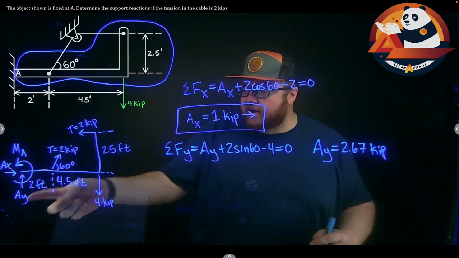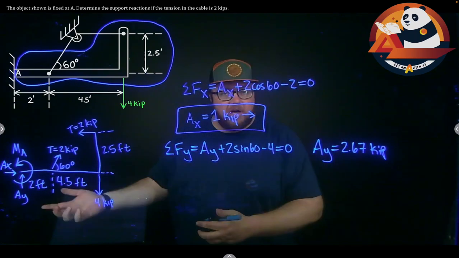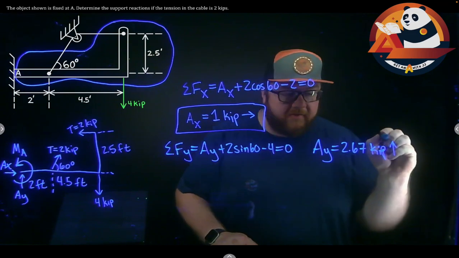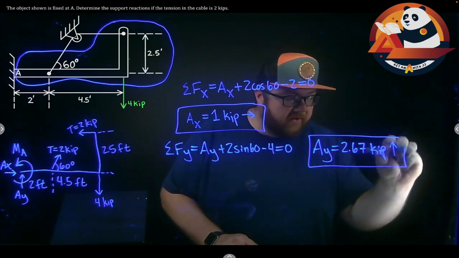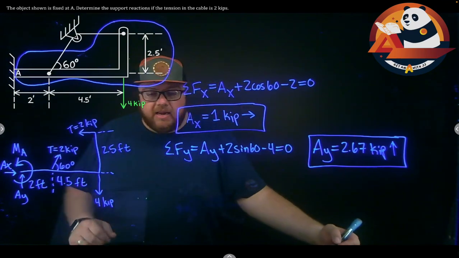My free body diagram assumes the correct direction, and I know that because my equilibrium equation solves to give me a positive number. So I put an up arrow on that to get magnitude and direction shown in there. And then finally, my last unknown, I need MA as well.